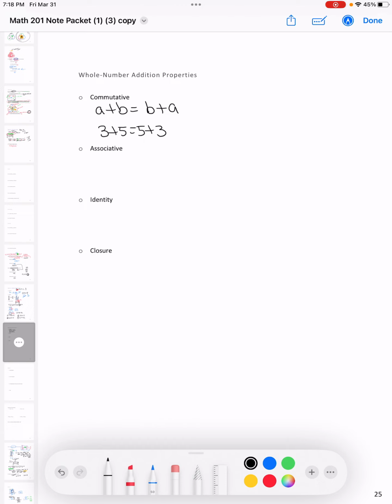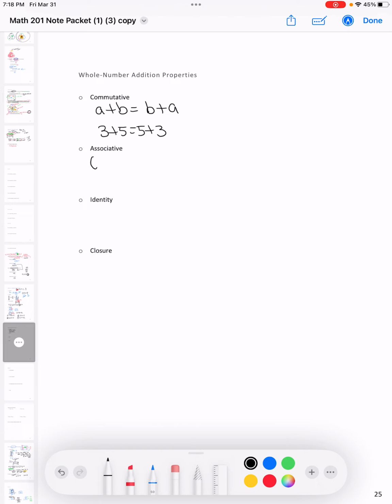Commute means like we're moving around. So like if you are a commuter on campus, you have to drive into campus, you're moving around. So we're moving the order around and we still get the same answer. That is true for whole number addition.